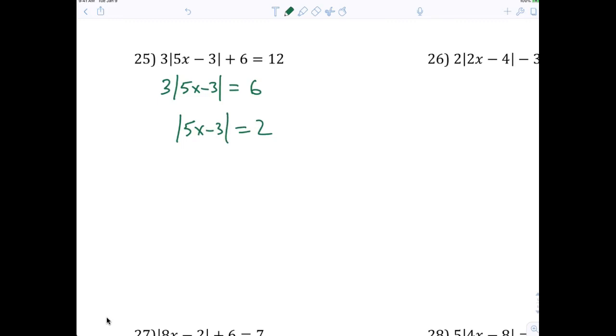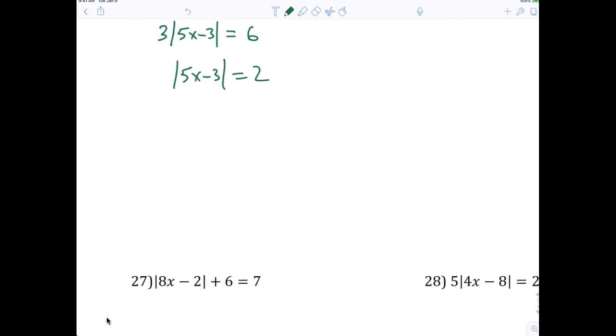All right, now what? So 5x minus 3 equals 2. 5x minus 3 equals 2. Okay, so 5x equals?